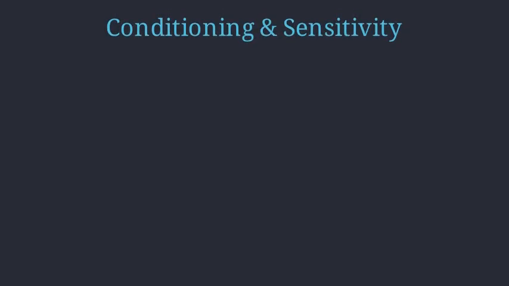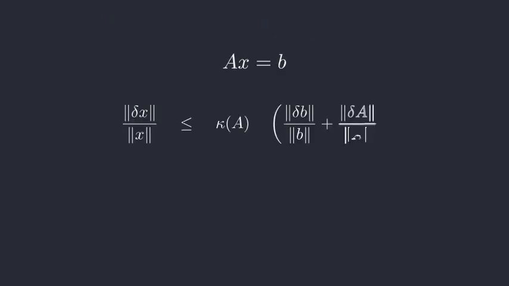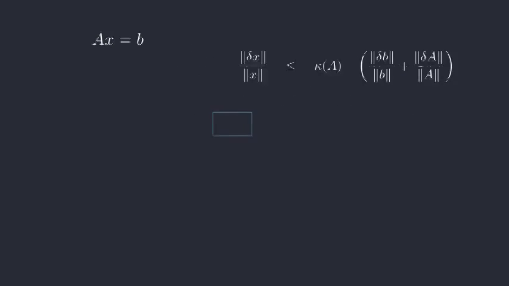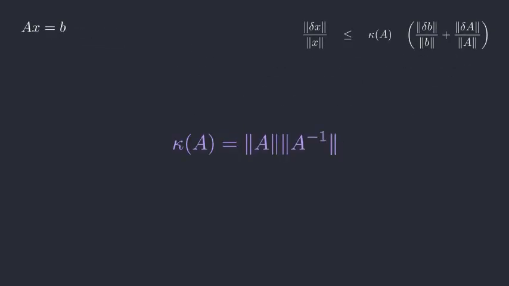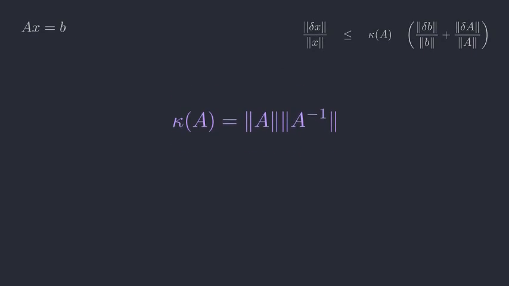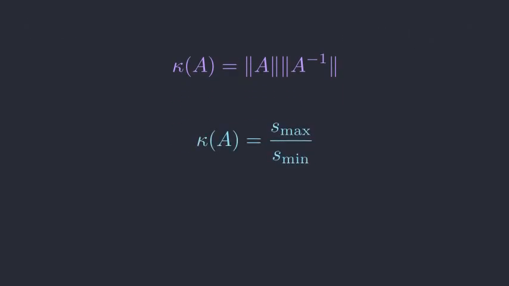Finally, we must consider the sensitivity of our linear systems to noise or rounding errors, a concept known as conditioning. When solving AX equals B, small errors in our data can lead to massive errors in the solution if the matrix is ill-conditioned. We measure this sensitivity using the condition number, kappa of A, which is the product of the norm of A and the norm of its inverse. For the Euclidean norm, this is simply the ratio of the largest to the smallest singular value.